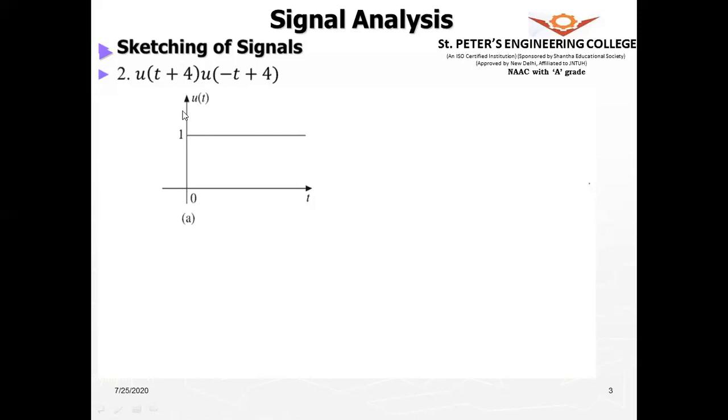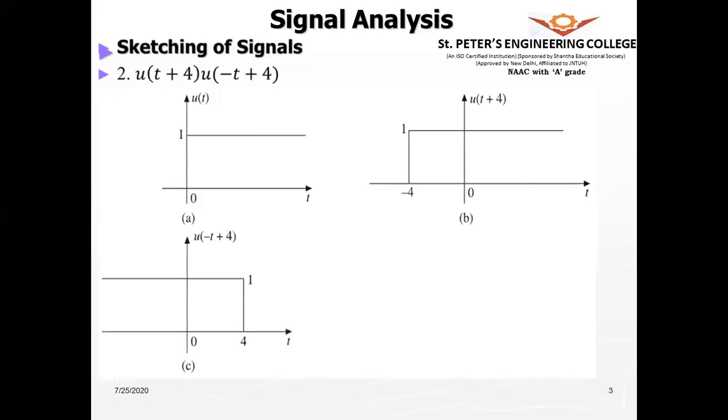So first, let us draw the u of t signal, that is unit step signal, which is having a constant amplitude of 1. Next, if you plot the second signal u of t plus 4, it starts at -4. So therefore, this will be the signal u of t plus 4. Next, if you plot the signal u of minus t plus 4, it starts at plus 4 and goes on up to minus infinity. So this signal, you can simply take it as the signal.